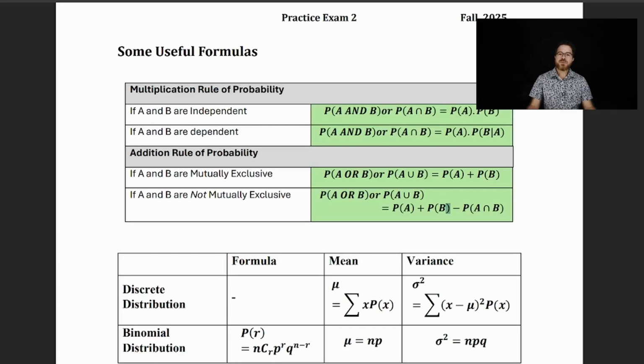Hello everyone, welcome to the review for the second exam for our Introduction to Statistics course. On the screen here, you can see the formulas that we are going to supply for you for the exam.